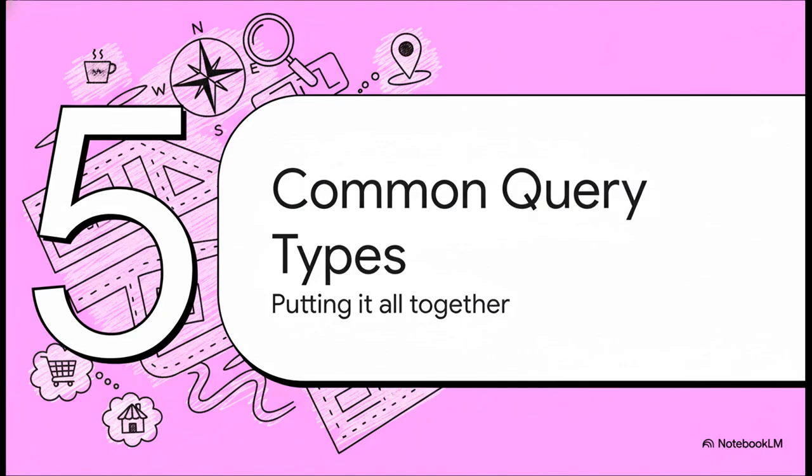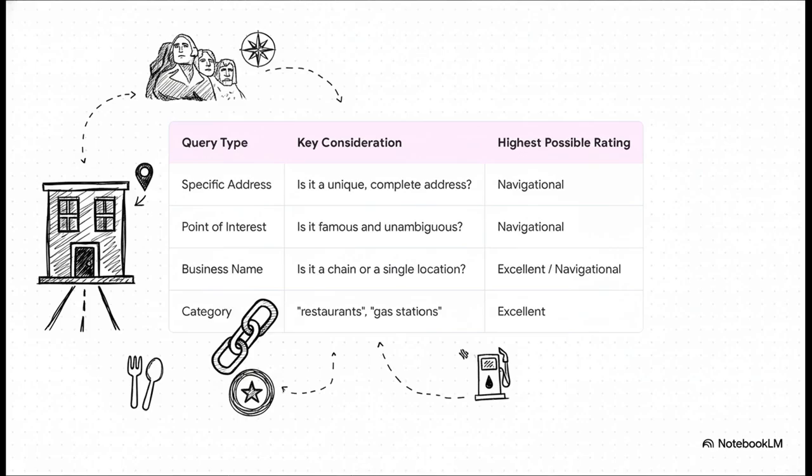All right, we've covered all the individual pieces. Now let's put it all together. Let's see how this whole system works when you're faced with the most common types of queries you're going to see. Think of this table as your little cheat sheet. Let's walk through it. See how a complete, unique address can get a navigational rating?